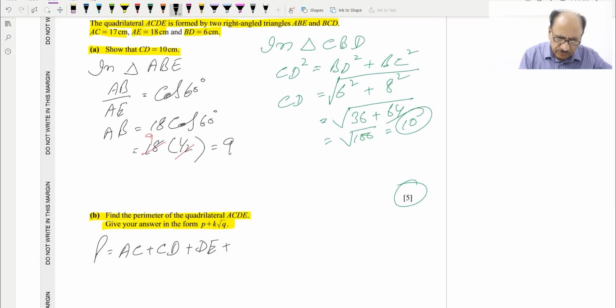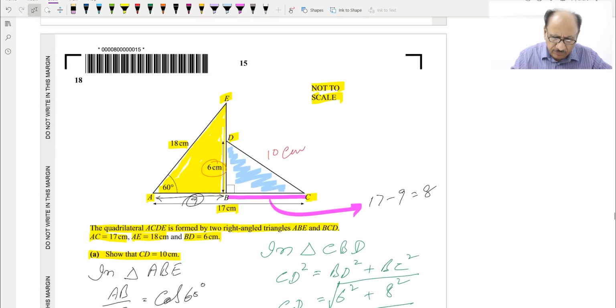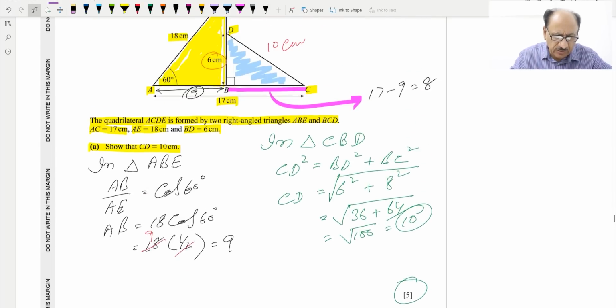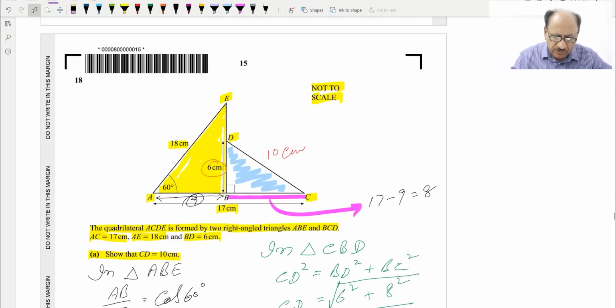DE plus EA, and all the side lengths we have to provide. So 17 plus 10, we can write 17 plus 10 plus DE. We can't calculate DE, which we don't have, so we need to first find the BE side. We can find that side in triangle ABE.